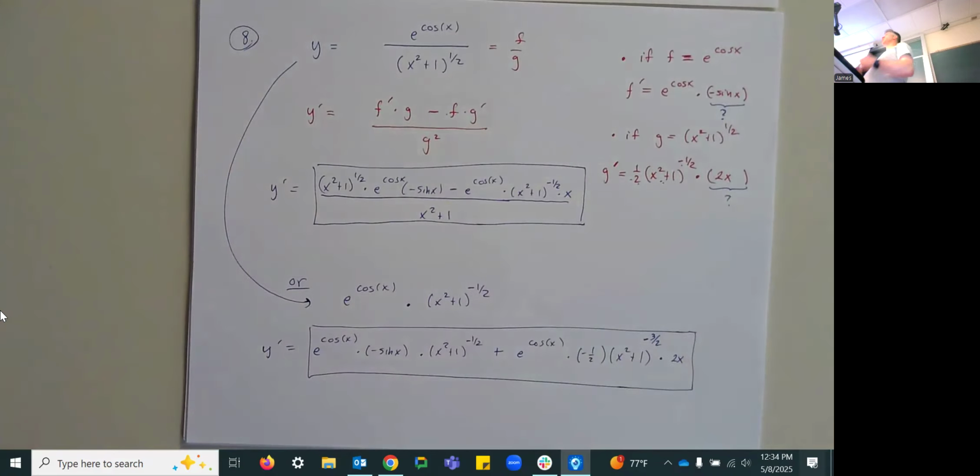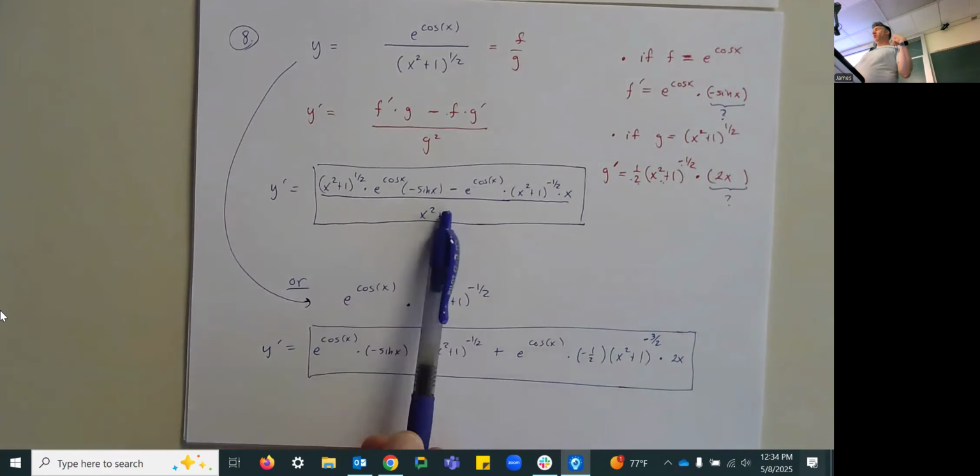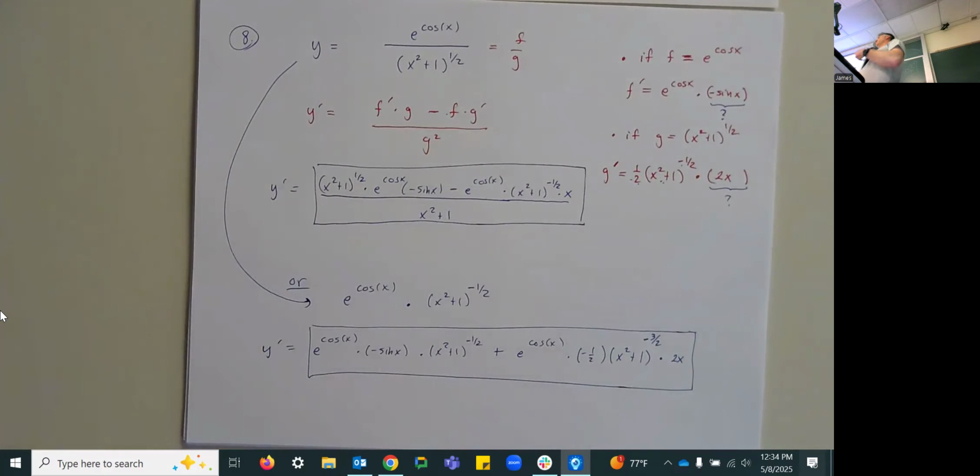Sometimes it feels very useful to avoid using the quotient rule. Sometimes it doesn't. Sometimes it really feels terrible to do it this way, and you'd rather have left it alone and done it using the quotient rule. So it kind of depends on what you're seeing. I would say most of the time, you probably just want to use the quotient rule if it's written as a quotient, but be aware you can always do this.